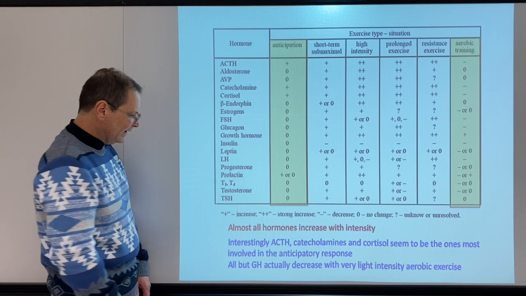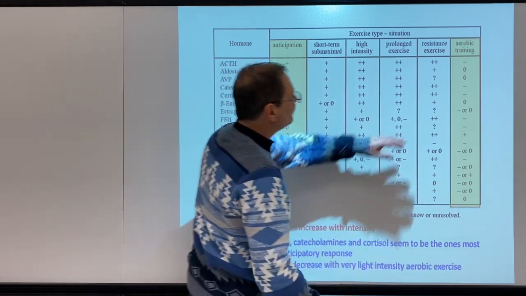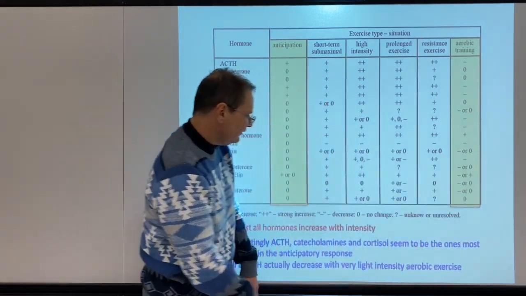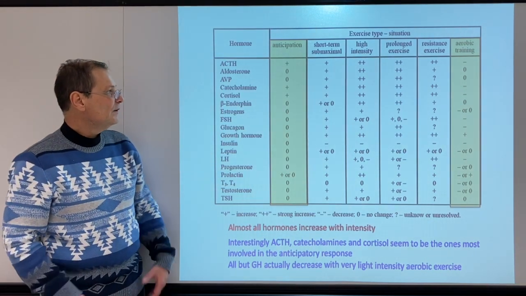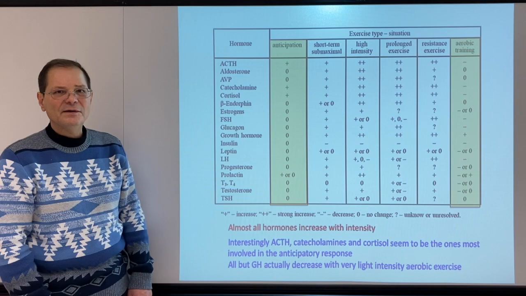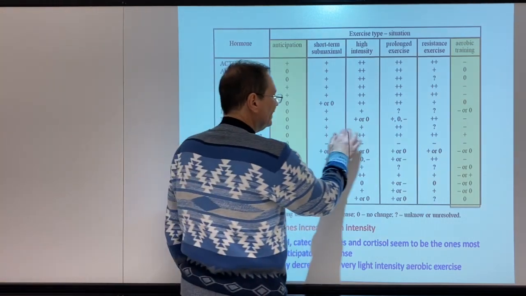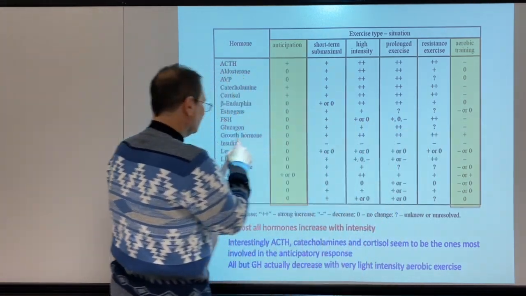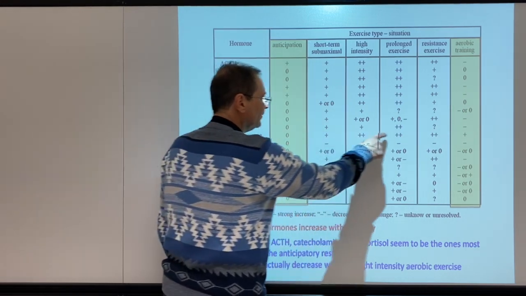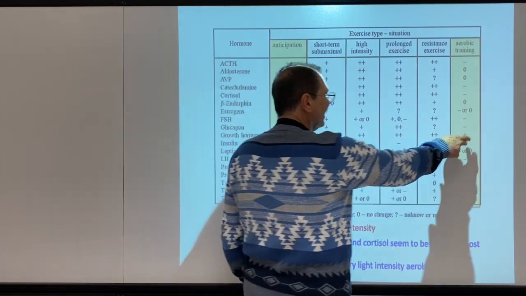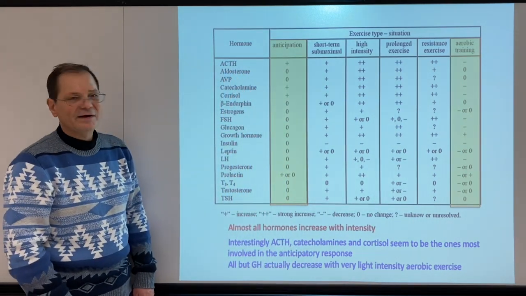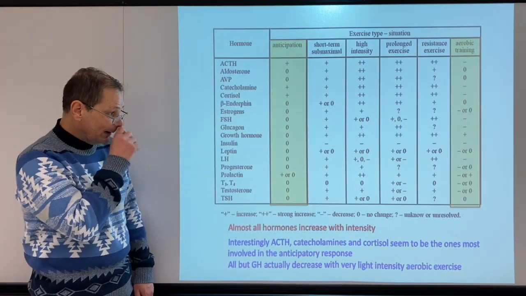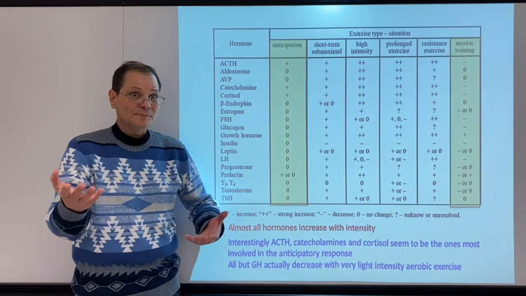The other thing that's really interesting is that aerobic training, really low intensity exercise, actually decreases these hormones, which is kind of weird. All but insulin increase with exercise intensity, but at light exercise, these hormones actually go down, which is kind of interesting. Nobody knows why, as far as I know, but they do, okay?